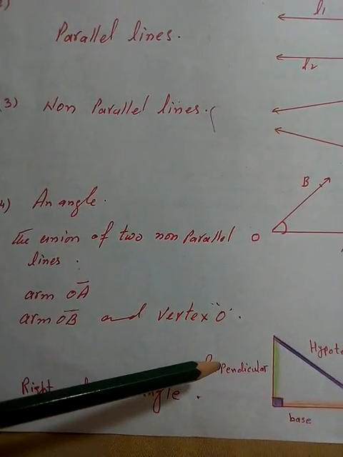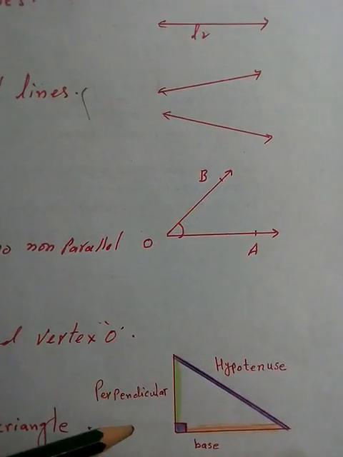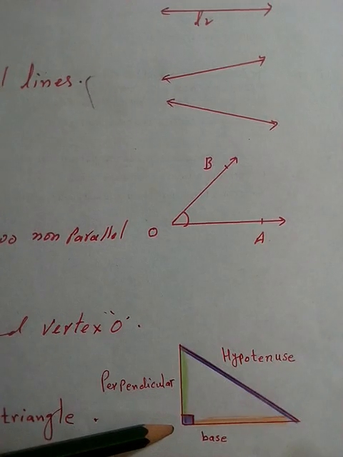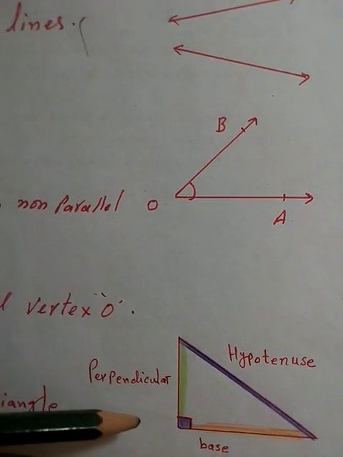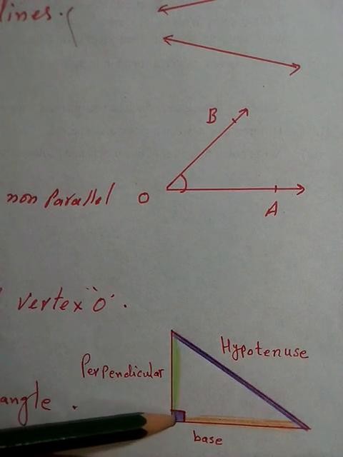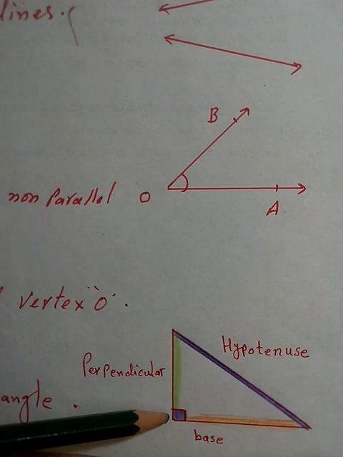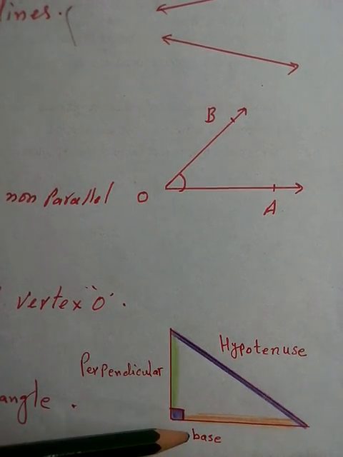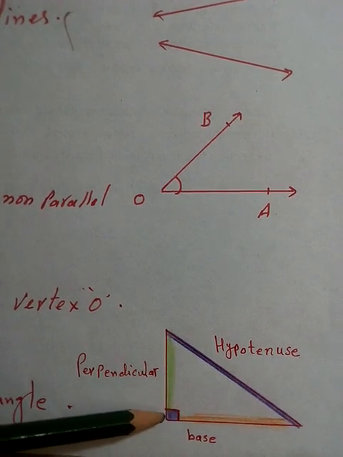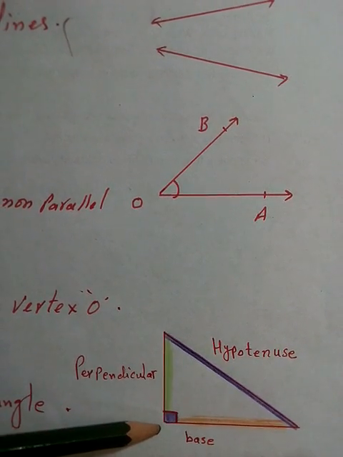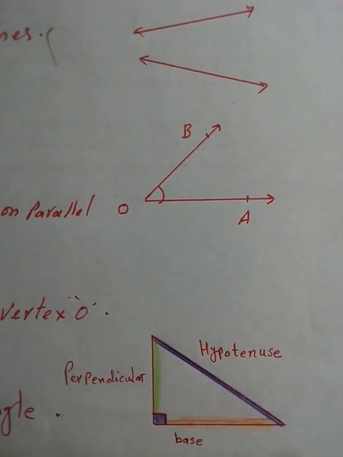Pythagoras theorem is applicable only in the right angled triangle. A right angled triangle is one in which one angle is of 90 degrees. The two sides which form an angle of 90 degrees, one of them is the base and the other is the perpendicular, and the third side which is opposite to the angle of 90 degrees is known as the hypotenuse.